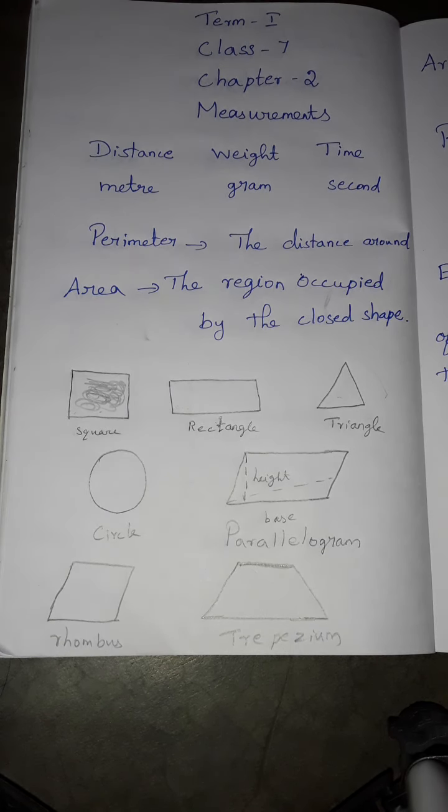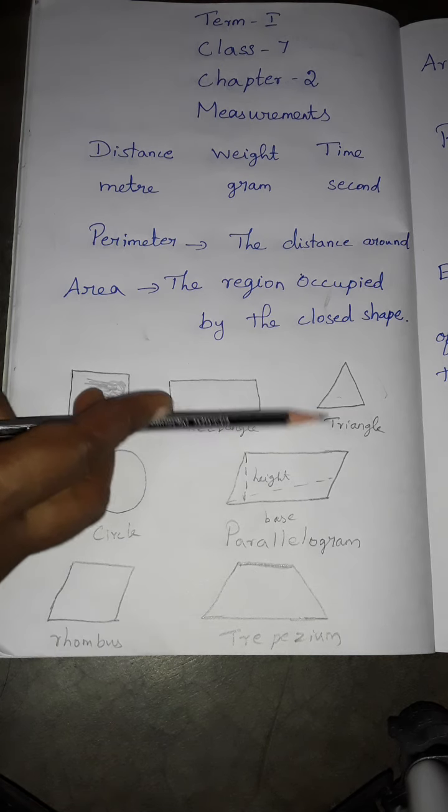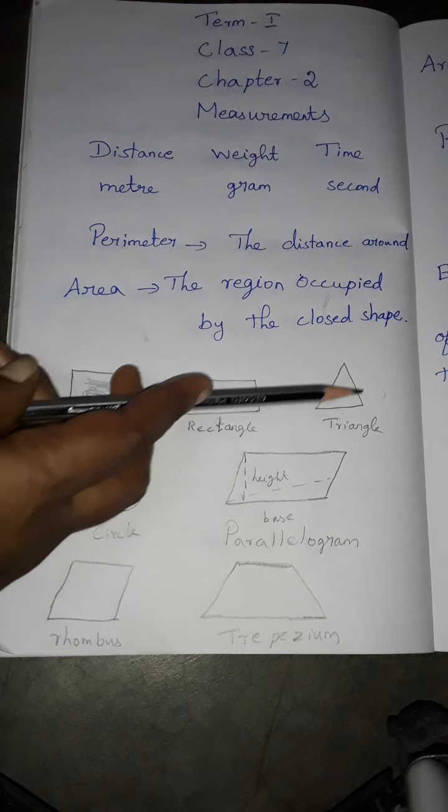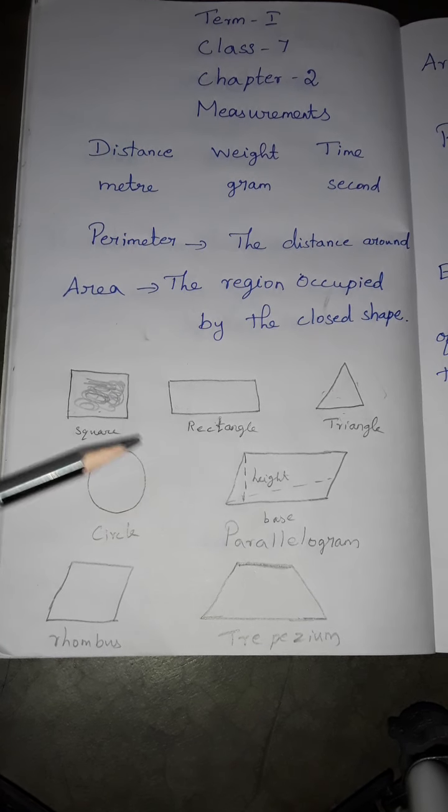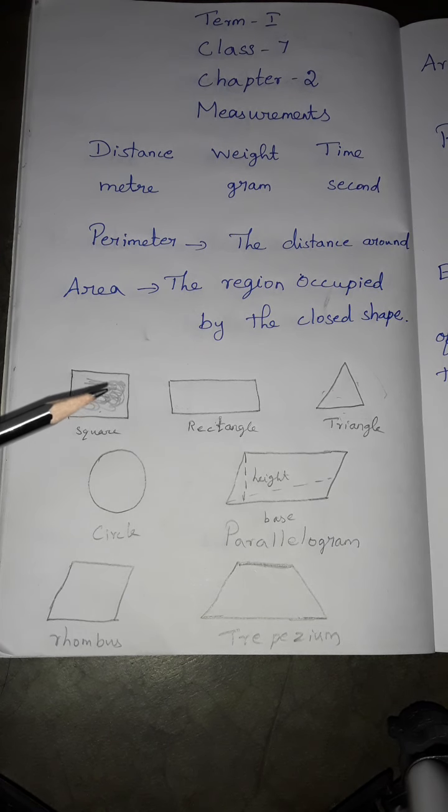Triangle. The perimeter of the triangle is the sum of the distances of all the sides. For area, we studied only the right angle triangle. The area of the right angle triangle is half into B into H. Okay.